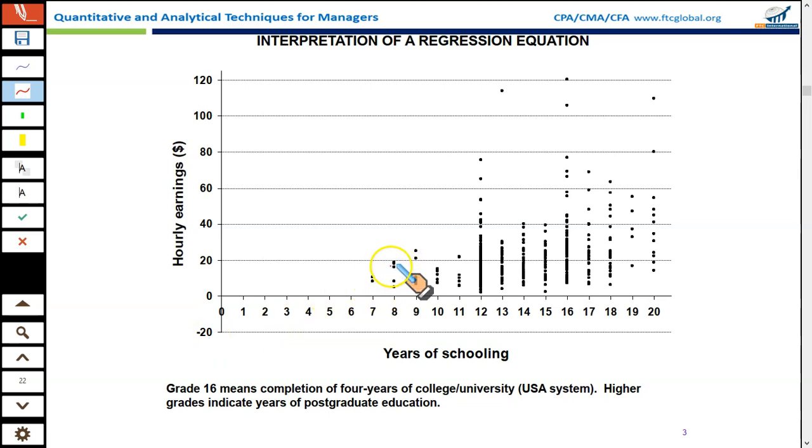Each dot you see here represents an observation in the data set. In this case, it's the individual's hourly earnings. For example, a person who has had 7 years of schooling earns this much, or a person that has 11 years of schooling earns this much per hour. So yes, there is a lot of variability. Despite this variability, there appears to be a general trend where hourly earnings increase with the years of schooling.